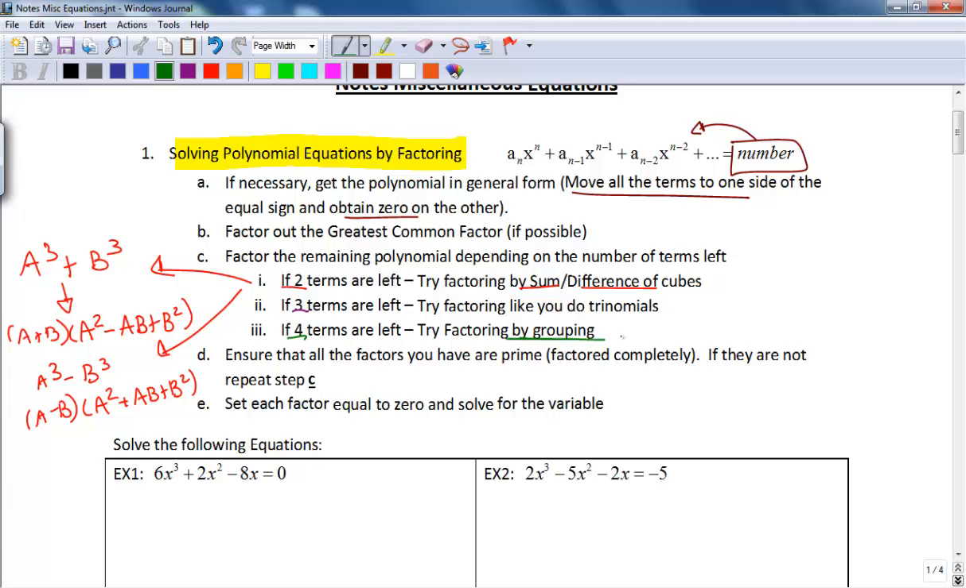Once you've factored, so once you've gone through step C, you have to take a look at everything you've just done and make sure that everything is prime, which means that it's been factored completely. If it's not, you have to go back up to step C and do everything again. When you get everything prime, and this is step E, once everything's been factored completely, you're going to set each one of those factors equal to 0 and solve for the variable.